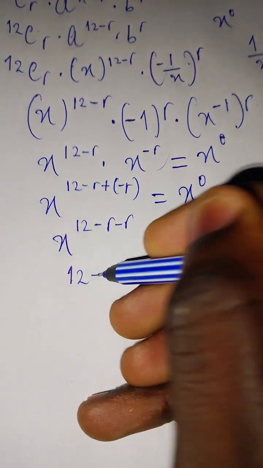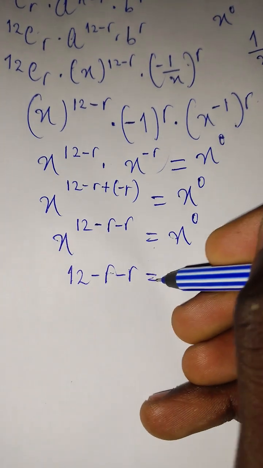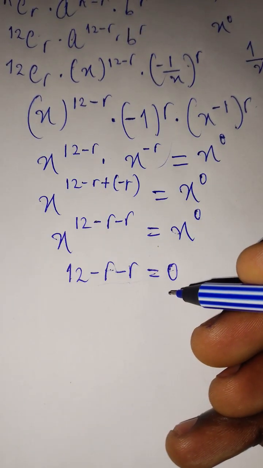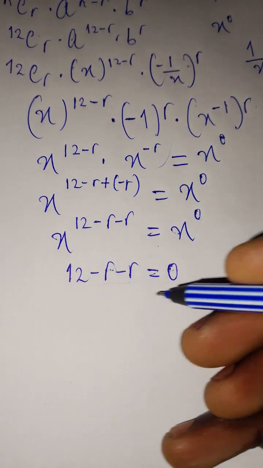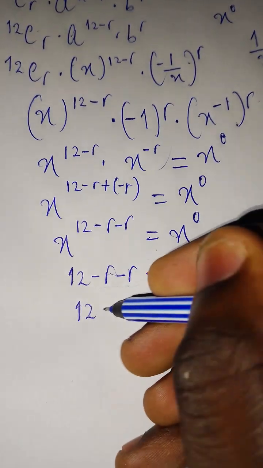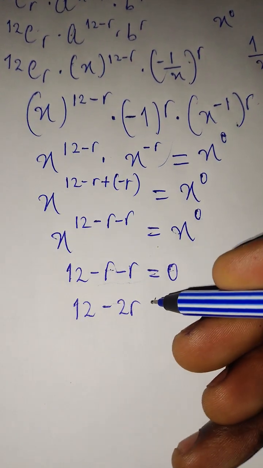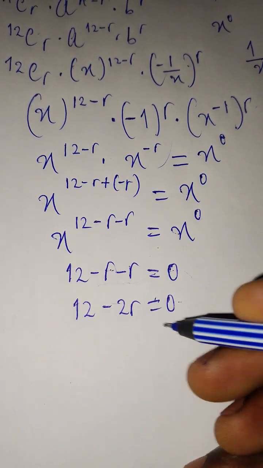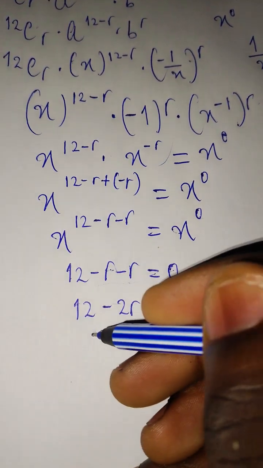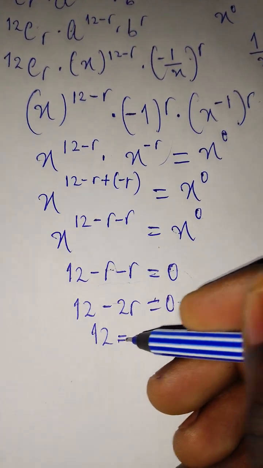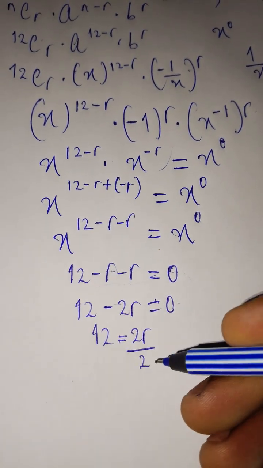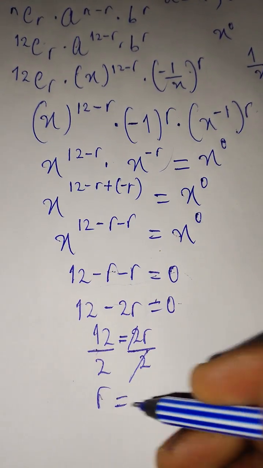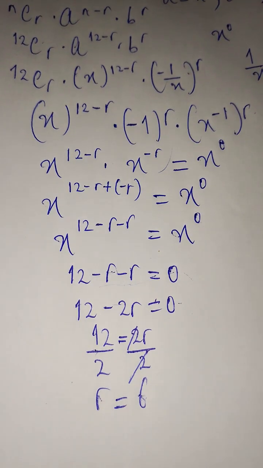So we're going to say 12 minus r minus r is equal to 0. Negative r minus r, that is negative 2r. So we're going to say 12 minus 2r is equal to 0. We're going to take negative 2r to the other side. So we're going to say 12 is equal to 2r. We find the value of r, and r will give us 6.